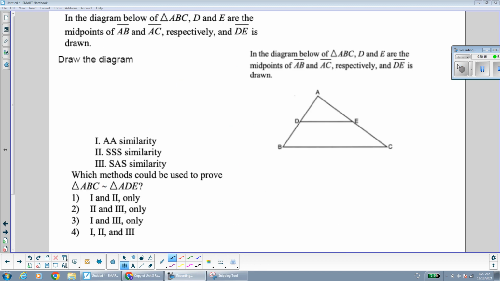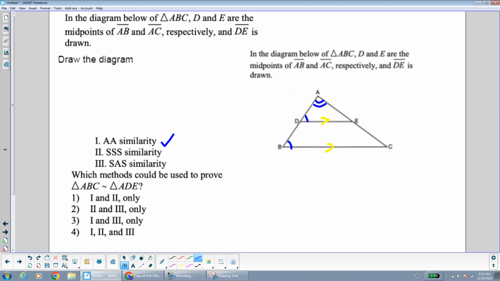Since we know that D and E are midpoints, we know that DE is a midsegment of the triangle. So I know that it's parallel to the base. Since these are parallel, corresponding angles are congruent, and they also share angle A. So already I see that the triangles are similar due to AA similarity. There is no answer choice that says one only, so one of the other ones has to be correct as well, or maybe even both. So let's check it out.